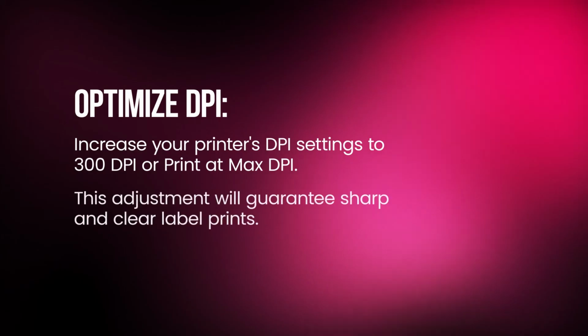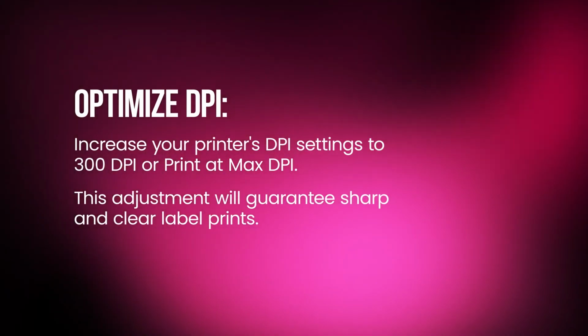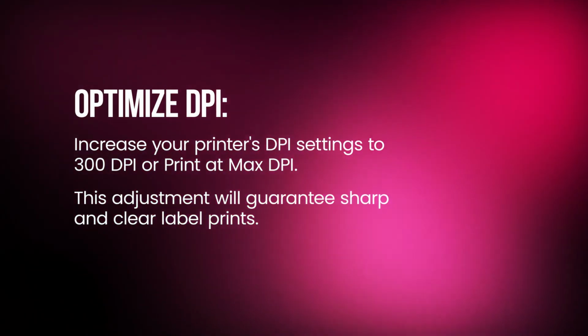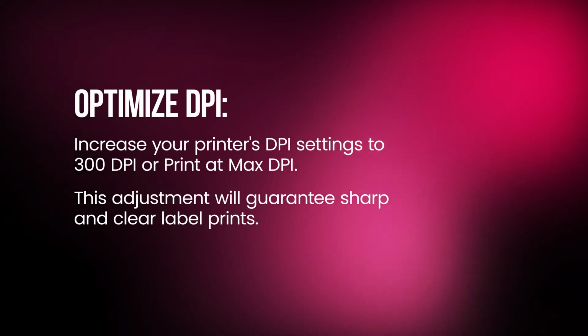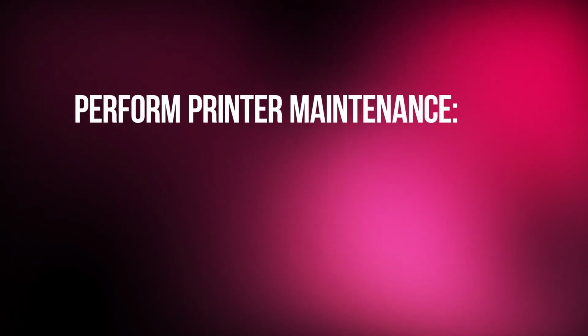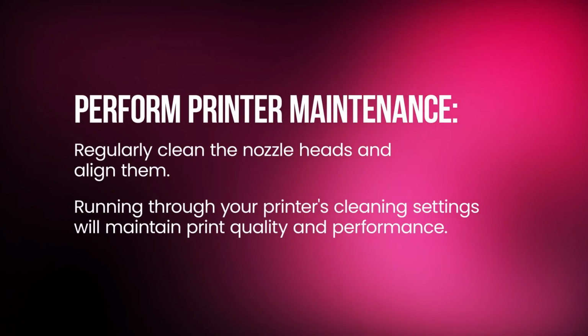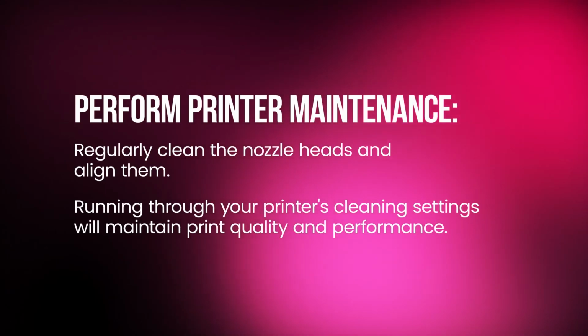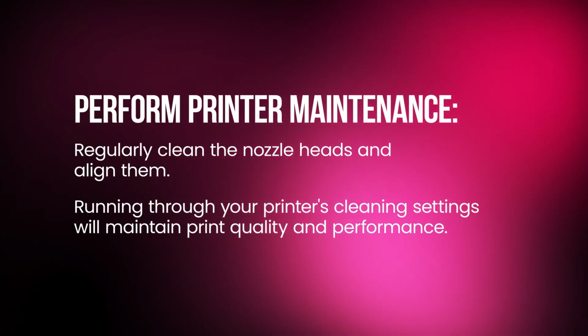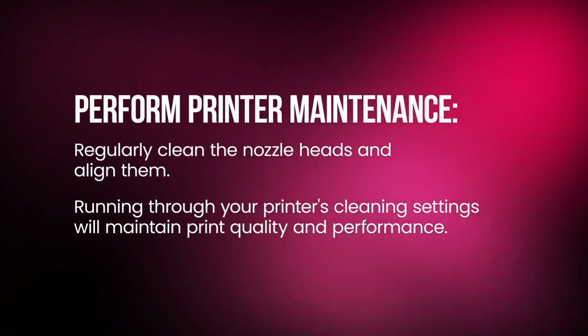Max out your printer's DPI. Change this setting to 300 DPI or print at max DPI. This will ensure that your final label printouts come out super crispy. And my last tip is to make sure you run through your printer's cleaning setting. Cleaning the nozzle head and aligning them will ensure that your printer is primed and ready to produce the very best prints.